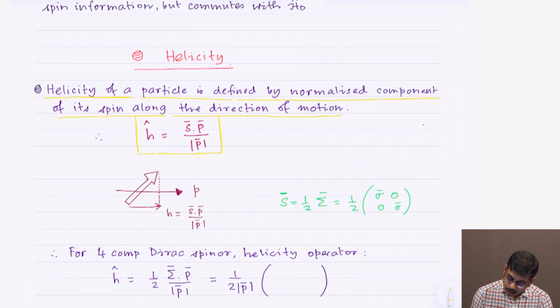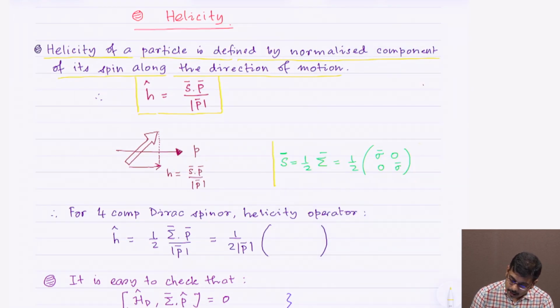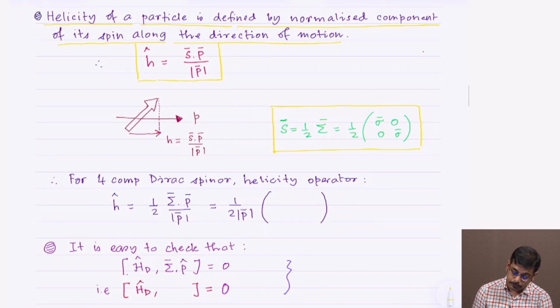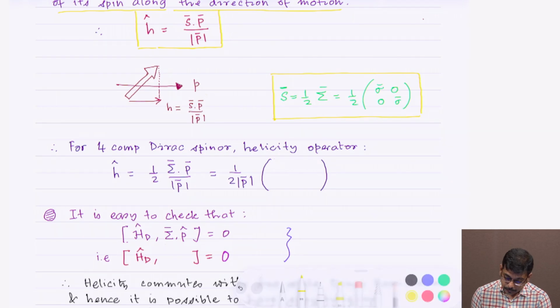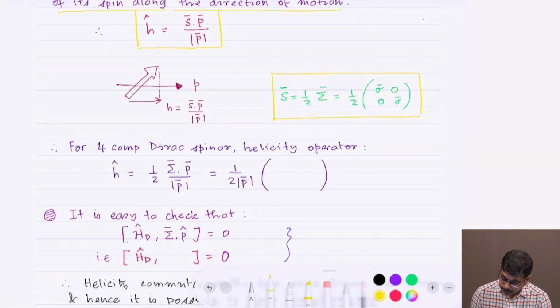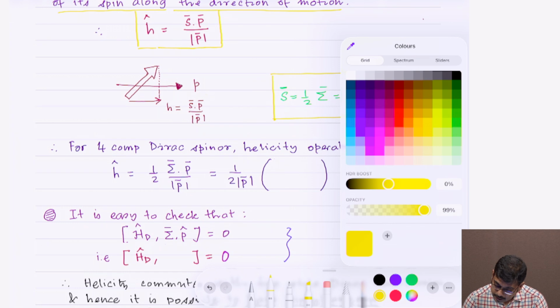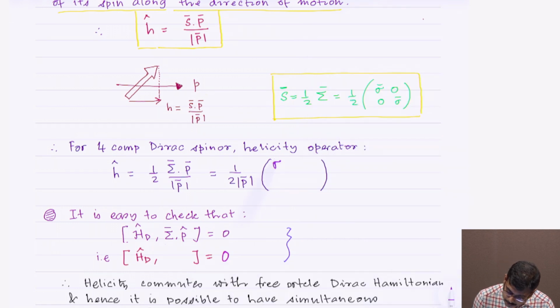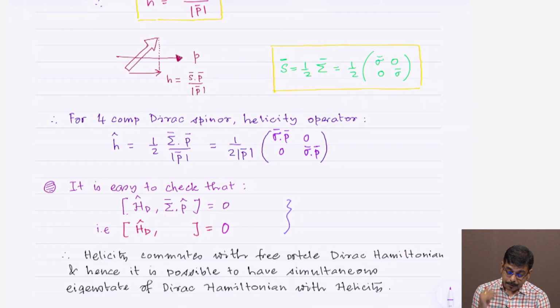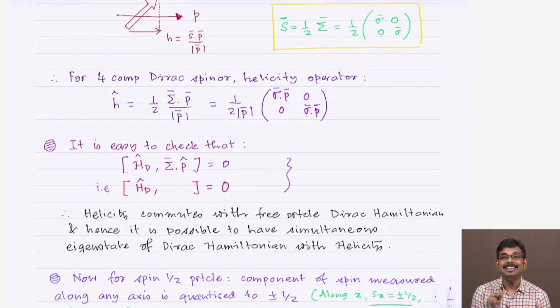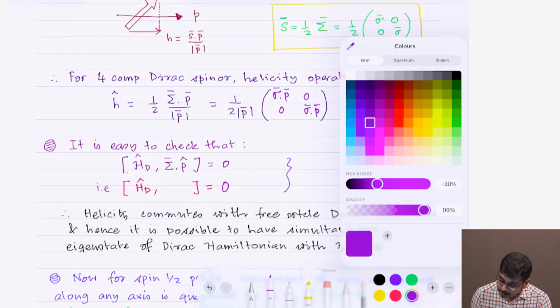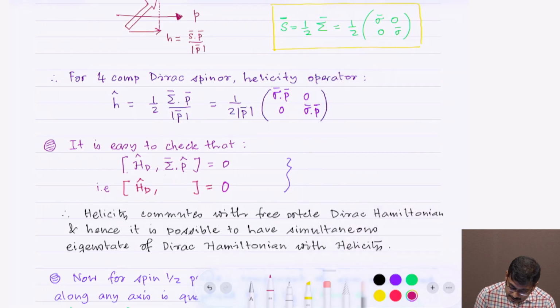Now, S for us is half of sigma, which is half of the Pauli spin matrices sitting in the diagonal entries of a 4 cross 4 matrix. So, if you have to write the helicity operator acting on a 4 component Dirac spinor, how should you write it? This will be simply sigma dot P 0 0 sigma dot P, with 1 by 2 mod P sitting outside. Now, you can explicitly check that HD commutes with sigma dot P. That means, HD actually commutes with the helicity which we have defined.